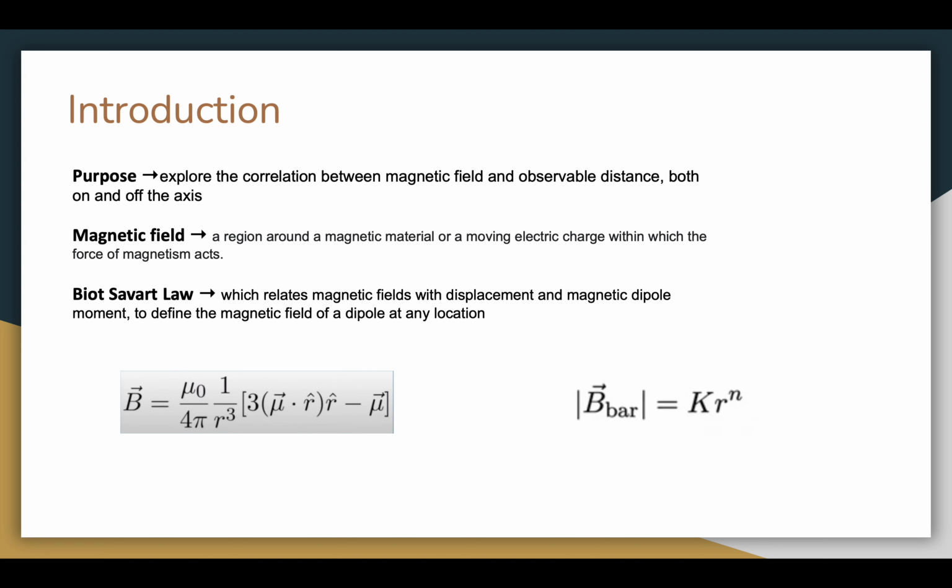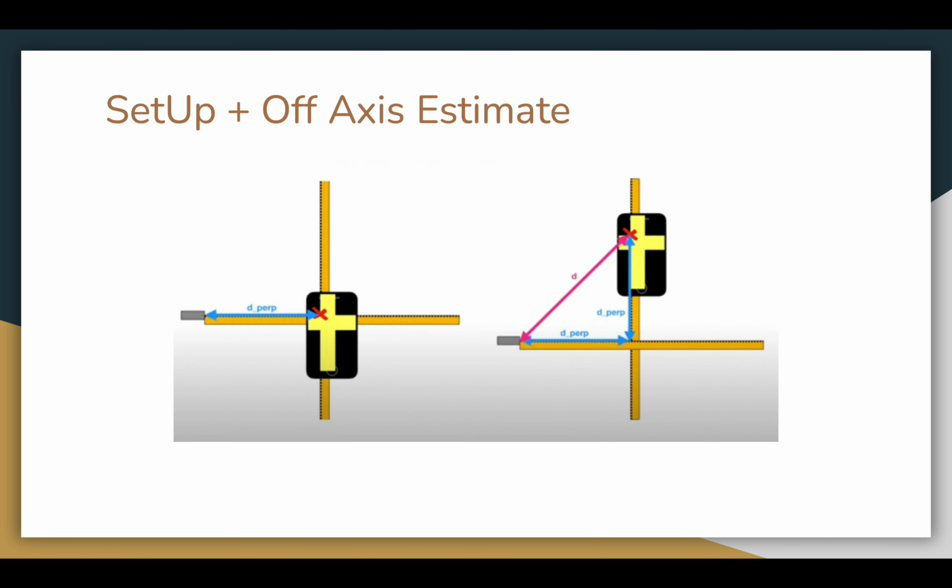To determine the relationship between magnetic fields and distance, let's assume all values in the expression are constants except r, allowing the magnitude to equal a constant k times r to the n, as shown on the right. A bar magnet is a magnetic dipole and will be treated as such in this lab. Here's a diagram of the setup.